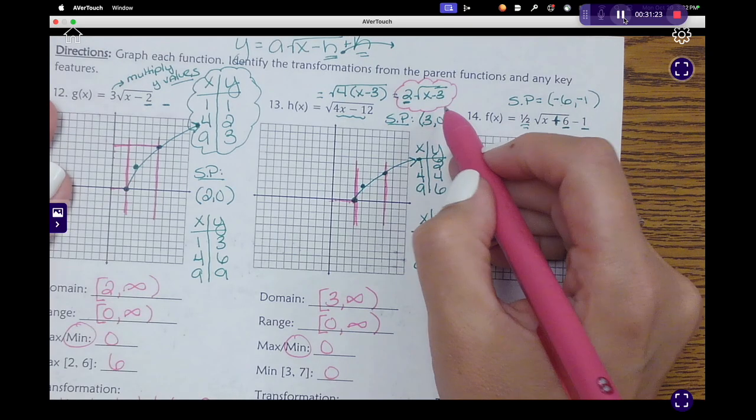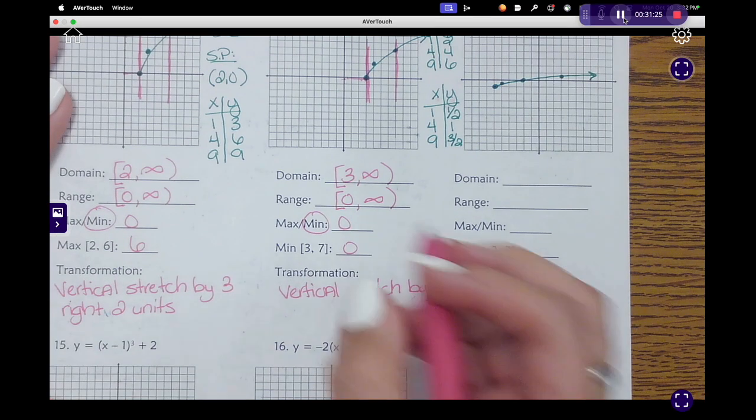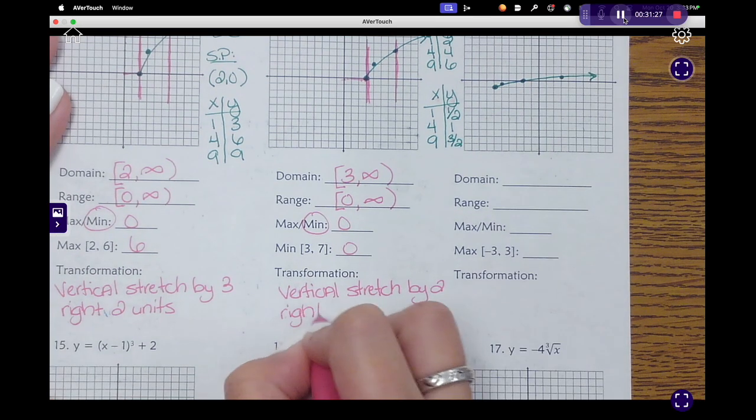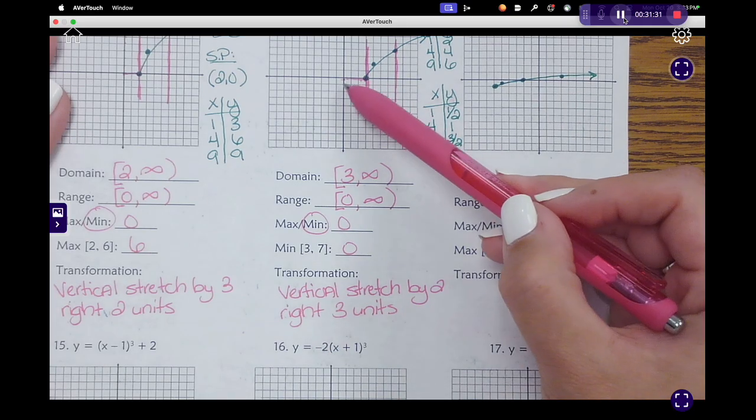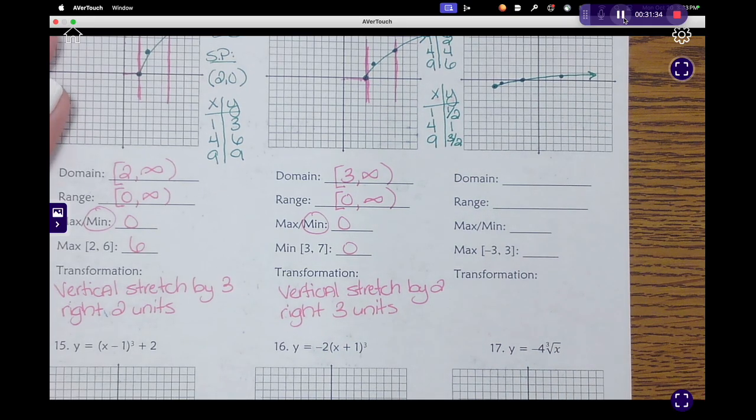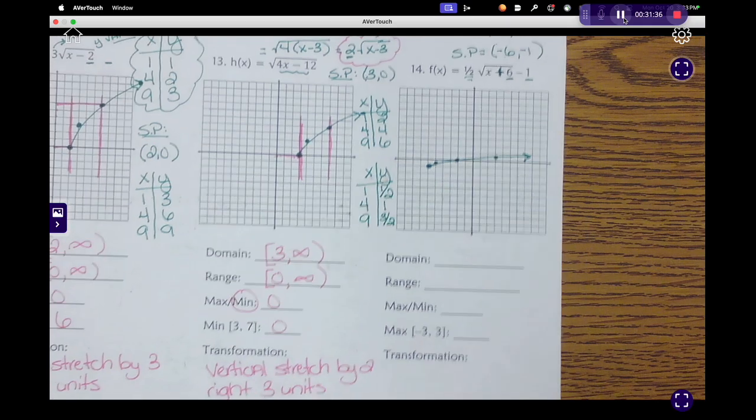Okay, and then here, that 3 on the inside tells me that it moved to the right 3 units. And you can look at our graph and see when we graphed it that it went to the right 3 units right there.